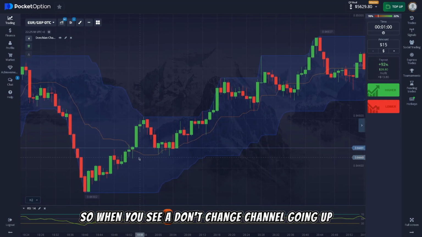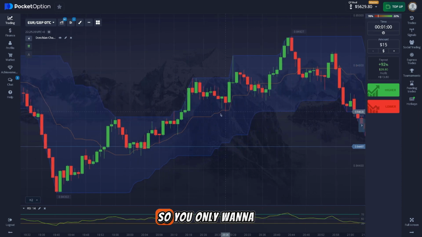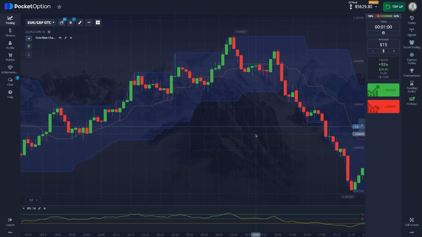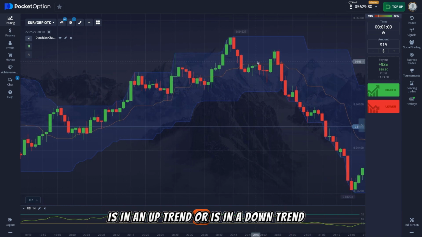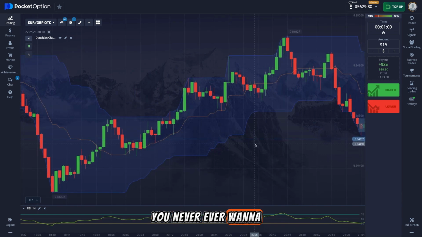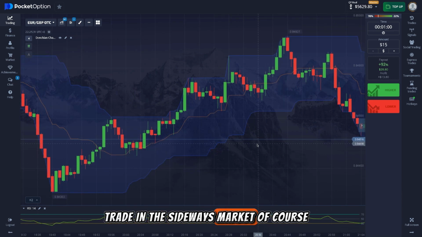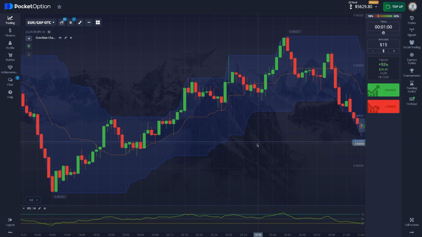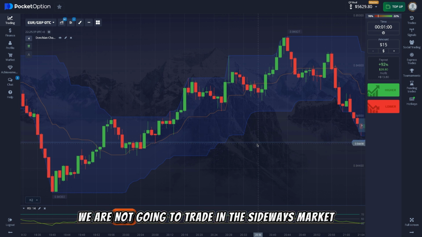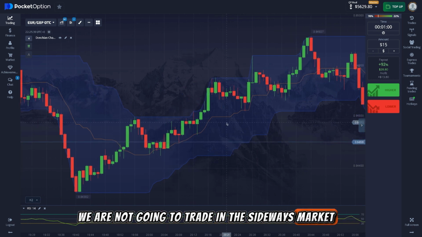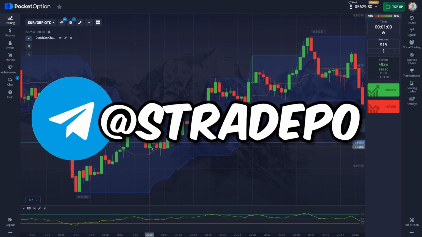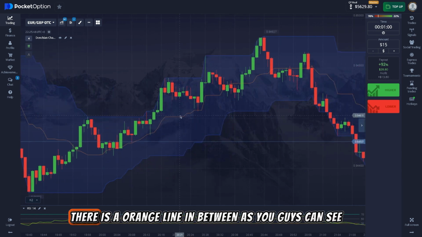When you see a Donchian channel going up, you only wanna trade when the Donchian channel is in an uptrend or in a downtrend. You never ever wanna trade in the sideways market. Of course you can trade in the sideways market, but for this strategy we are not going to trade in the sideways market. And as you guys can see, when the market is going up, there is an orange line in between.